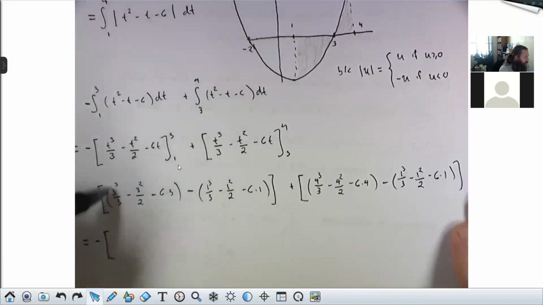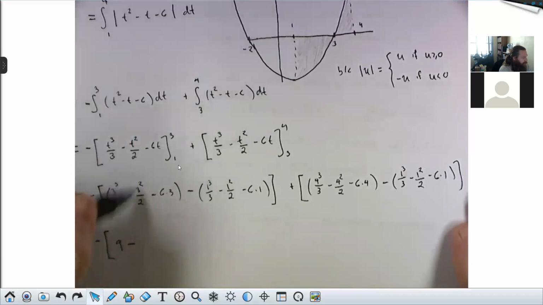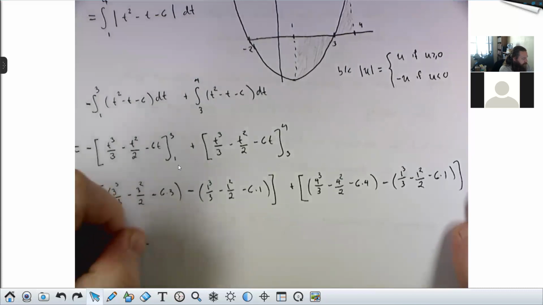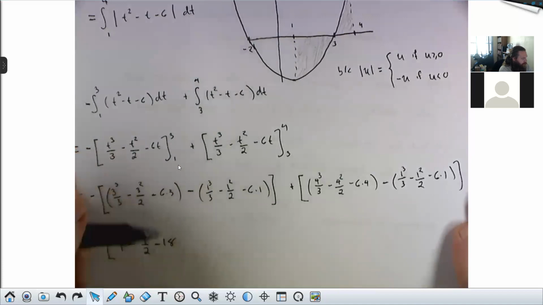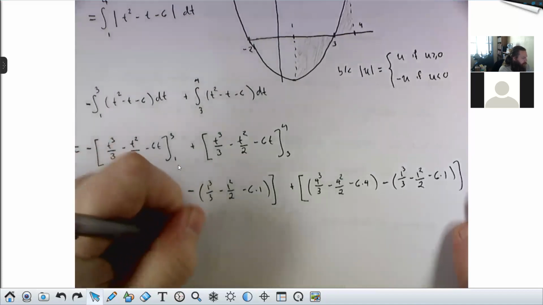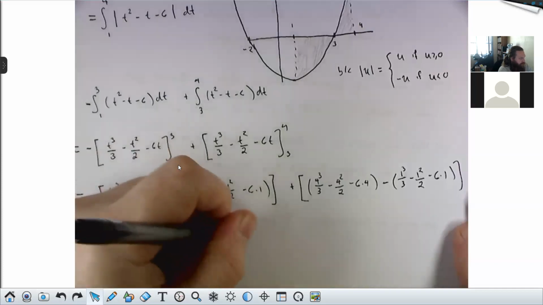3 cubed over 3 is 9, right? It's 3 squared. So this is 9 minus 3 squared over 2 is 9 halves. Minus 6 times 3 is 18. Now I'll distribute this negative. Minus 1/3 plus 1/2 plus 6.